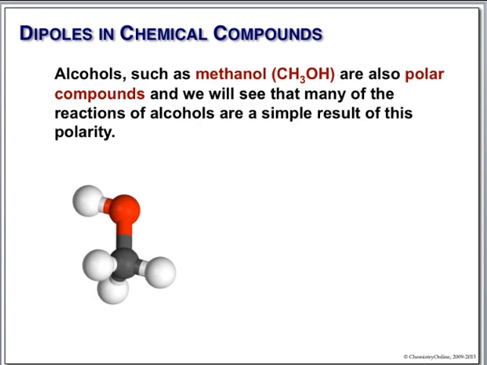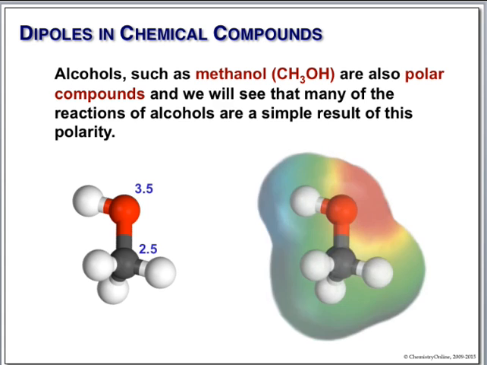Once again, if you do electronegativities, carbon is 2.5, oxygen is 3.5, so this bond is going to be highly polarized. Once again, the electrons are sucked from this end of the molecule up towards the oxygen. Here's our electrostatic potential map. Again, you see all the electron density up here, being pulled away from the hydrogens and the carbon.